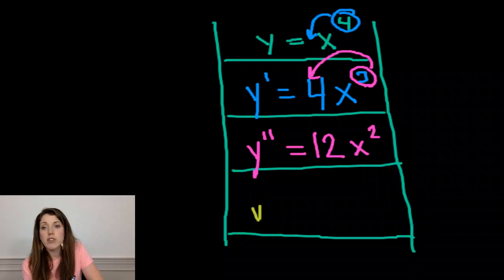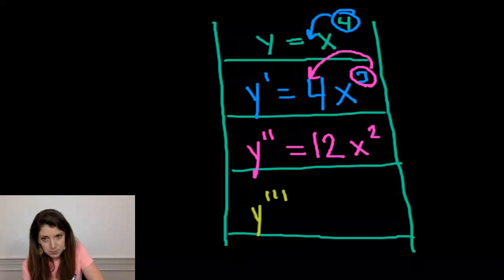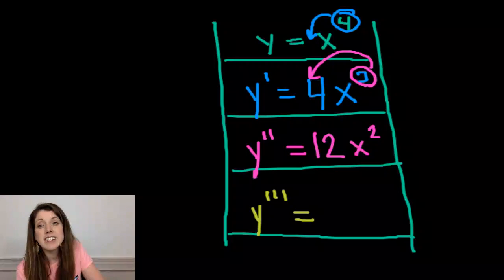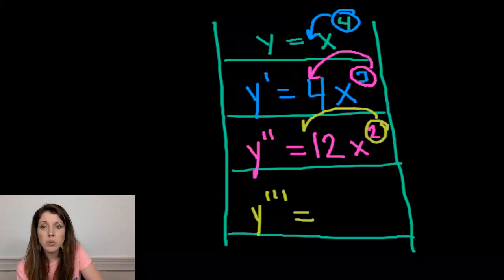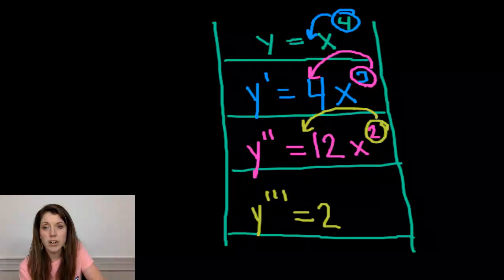We're going to find y triple prime. Does this fit the pattern of a power function? Yes, it does. Do I need to use limits to solve this? No, because I know the pattern. I say this has a power of 2. Let's swing this to the front as a coefficient. So now I'm going to have 2 out front. 2 times 12, well, that makes 24.